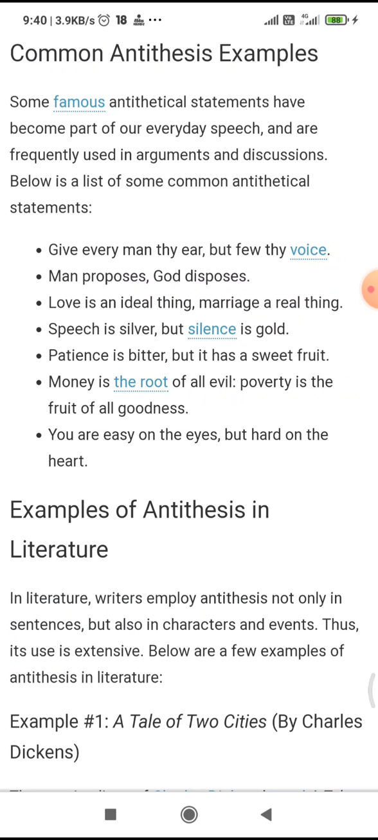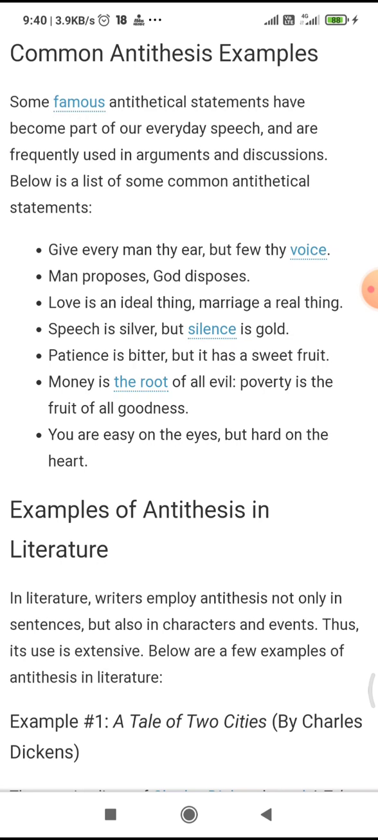So the next point is some common antithesis examples, the examples of antithesis in literature. Some famous antithetical statements have become part of our everyday speech. First of all, we'll see the use of antithesis in our daily routine. Whenever we speak, we use antithesis, and it is frequently used in arguments and discussions. Below is a list of some common antithetical statements.